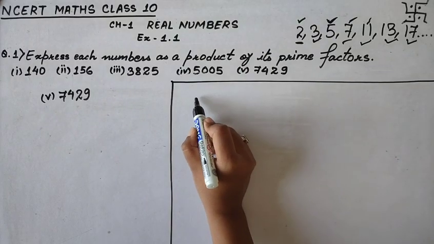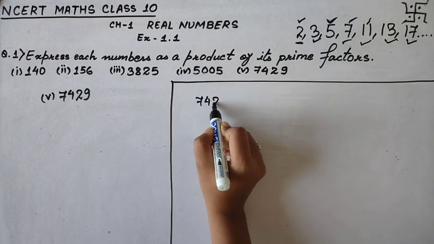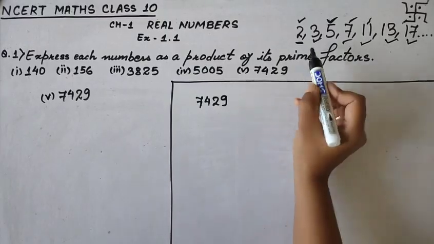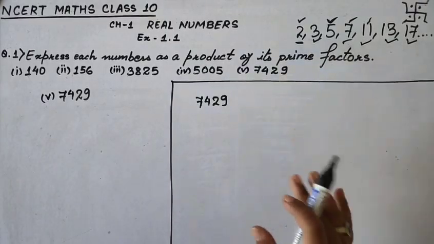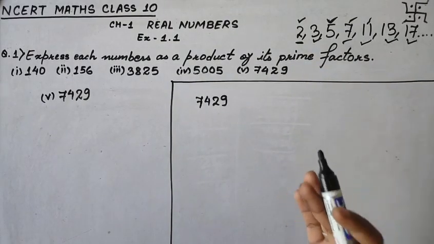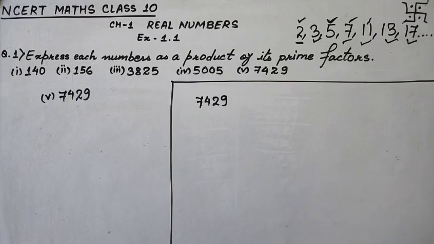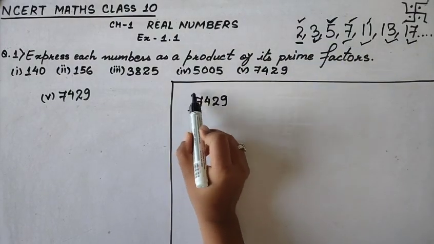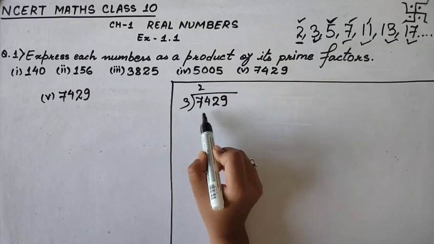Okay, first of all, 7429 is an odd number. Being an odd number, it is not divisible by 2. For a number to be divisible by 2, it has to be an even number. Fine, you know that, right? Okay, so moving on with number 3. Let's try with 3.